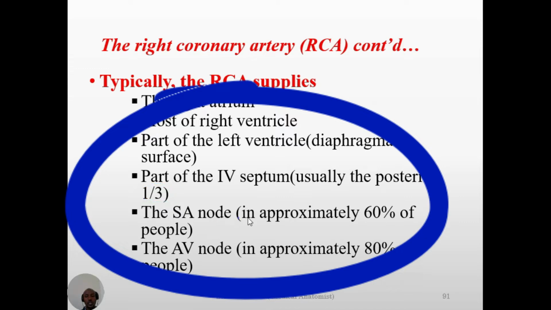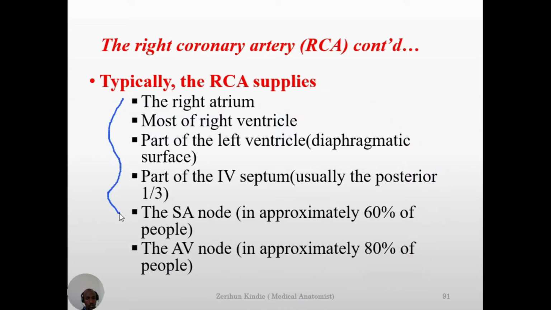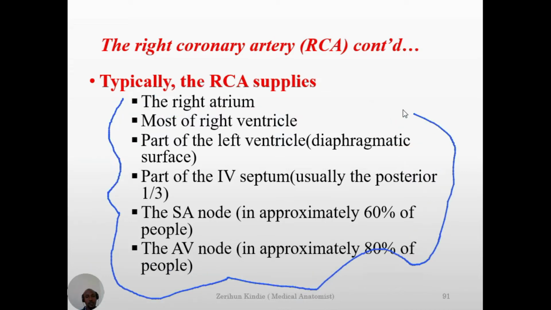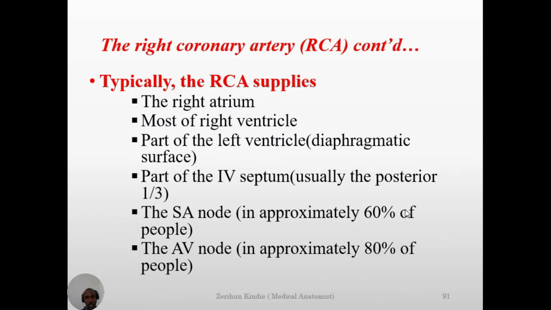The right coronary artery also supplies 60% of the SA node, so 40% of the SA node is supplied by the left coronary artery. Around 80% of the AV node is supplied by the right coronary artery, so in 20% of people the AV node is supplied by the left coronary artery. So those structures are mainly supplied by the right coronary artery.